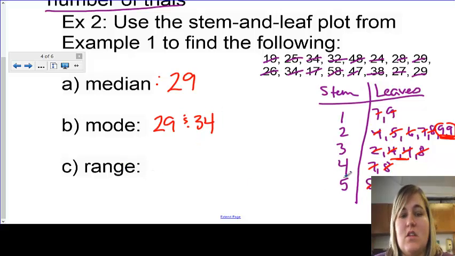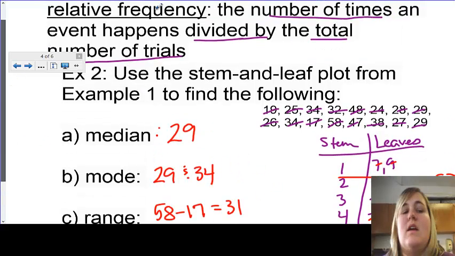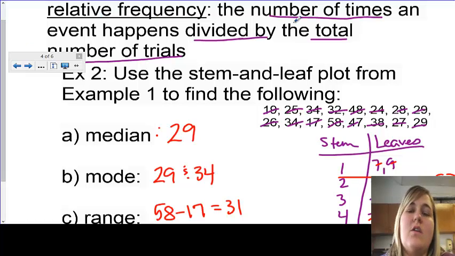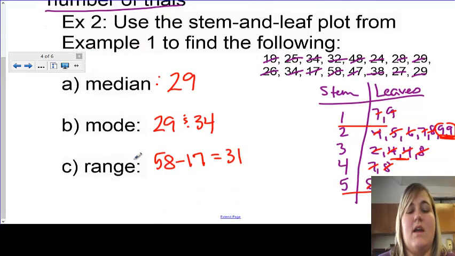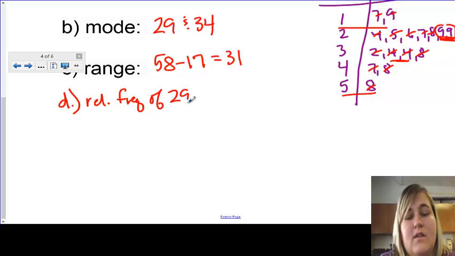The range, I'm going to take the largest number and I'm going to subtract the smallest number. So the largest number is 58, the smallest number is 17. So 58 minus 17 equals 31. And then the last thing that I'm going to find, which it doesn't tell you to find, is the relative frequency. And I want to know the relative frequency of, we'll say, 29. So D, we're going to find the relative frequency of 29.